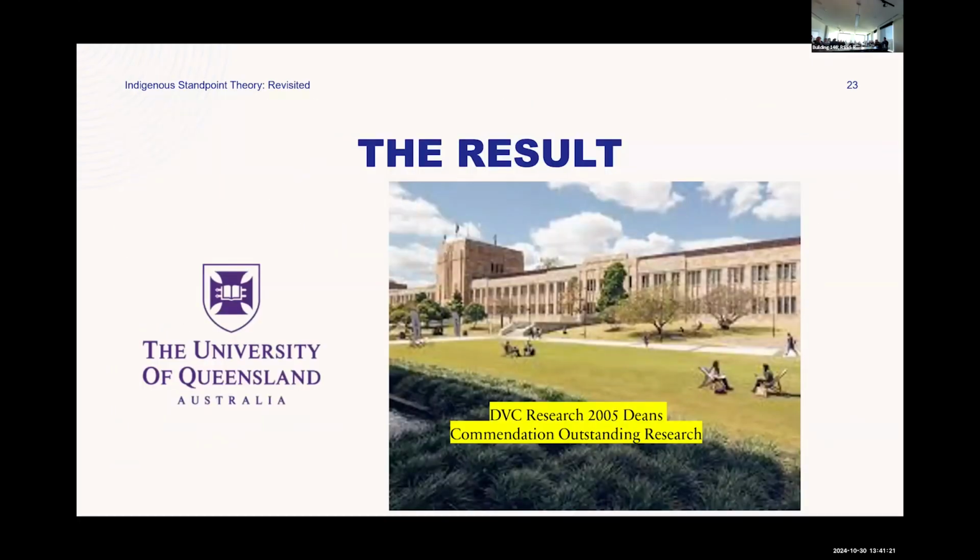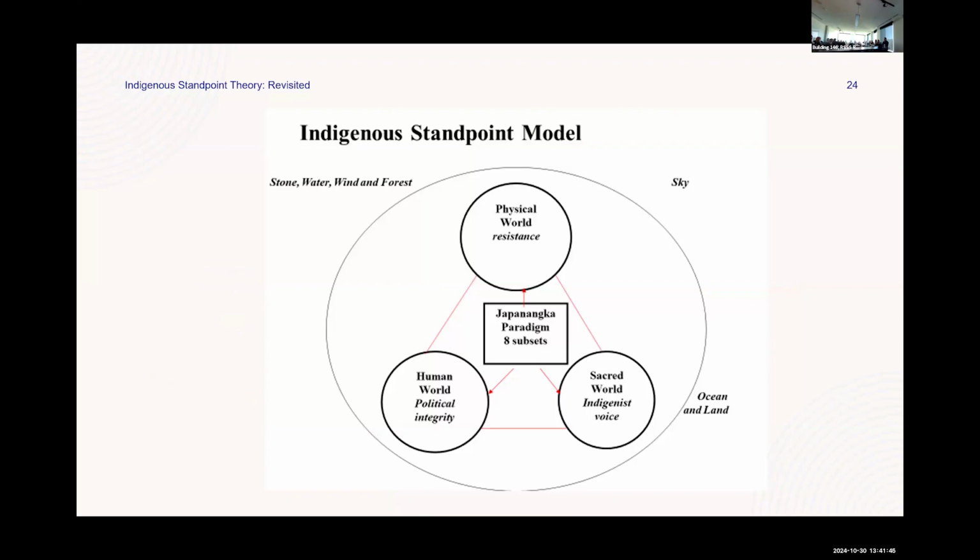Oh, sorry, the result was the DVC research award in 2005 gave me the accommodation for outstanding research. Not bad for a bloke who had to push his way through. And I submitted a thesis without a supervisor. Both my supervisors left 6 months before I submitted. So I actually submitted a thesis without supervision, the final paper, and I still won the DVC's award. So that was the big cherry on the cake, and the thing that kept me going.